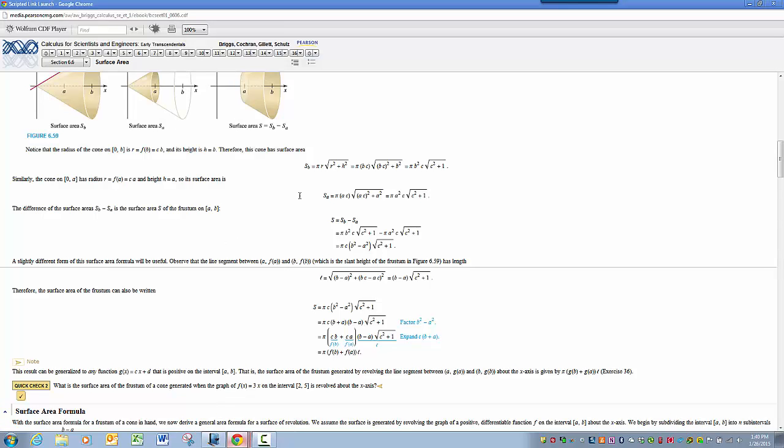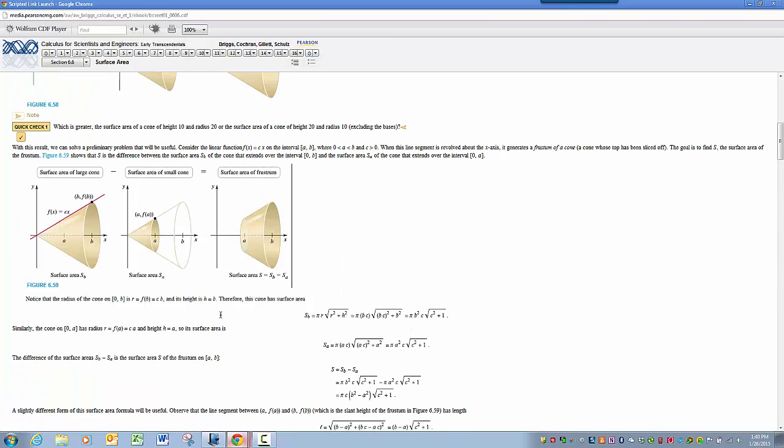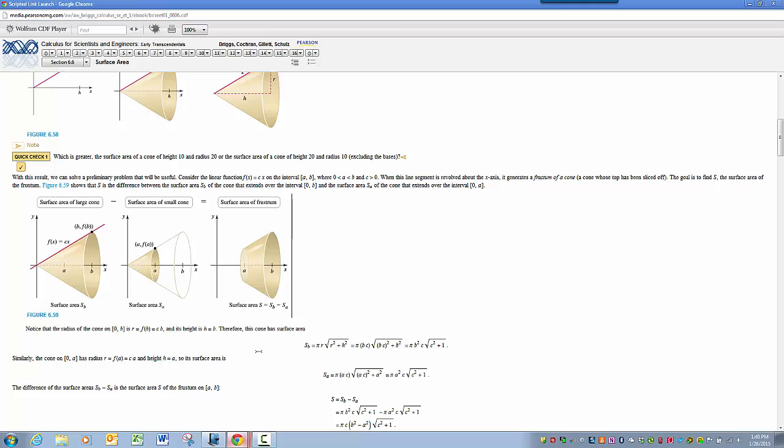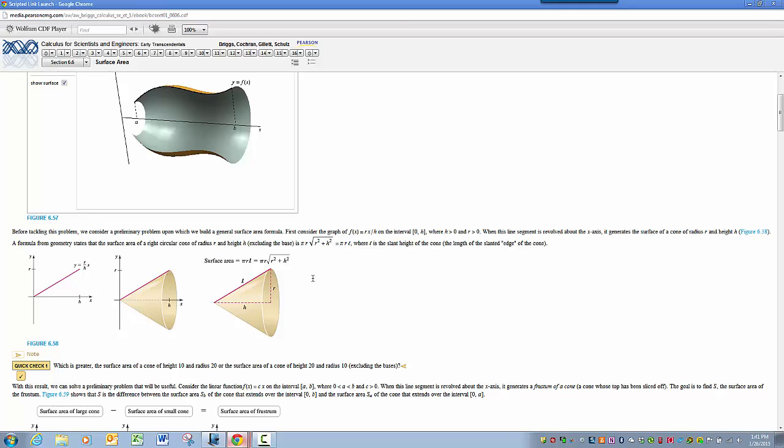Start with this section. What I want to do is walk you through how to calculate the surface area of a frustum, which is essentially like a piece of a cone without the top portion of it. Your book goes through stuff here, and I'm going to go through the same thing. But before we calculate this, I want to show you that this formula right here is true. Let me walk you through that.